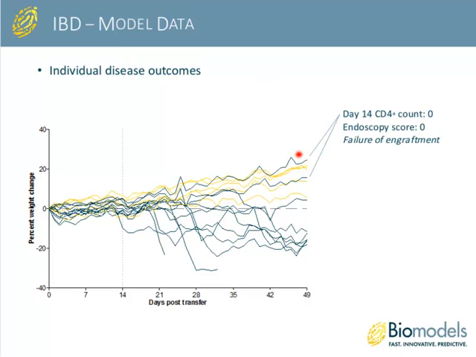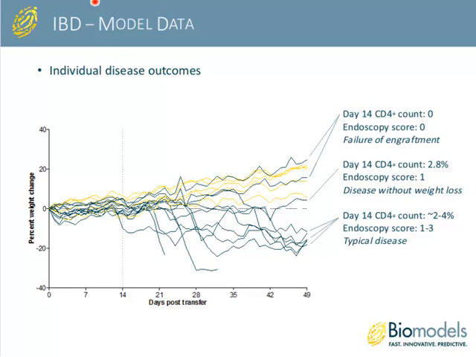So these 2 mice at the top here, they had on day 14 a peripheral blood CD4 count of 0 and no endoscopy score, and I would call that failure of engraftment. This mouse right here didn't really lose a lot of weight, gained weight overall, had a low CD4 count on day 14, a low endoscopy score. I would call that disease without weight loss, or that mild disease.